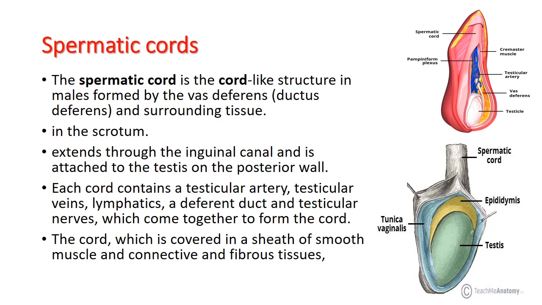Each cord contains the testicular artery, testicular vein, lymphatic system, deferent duct, and testicular nerves, and they come together to form this one cord. That is the spermatic cord. The cord is covered in a sheath of smooth muscle, connective and fibrous tissue. So this is all about the spermatic cord.